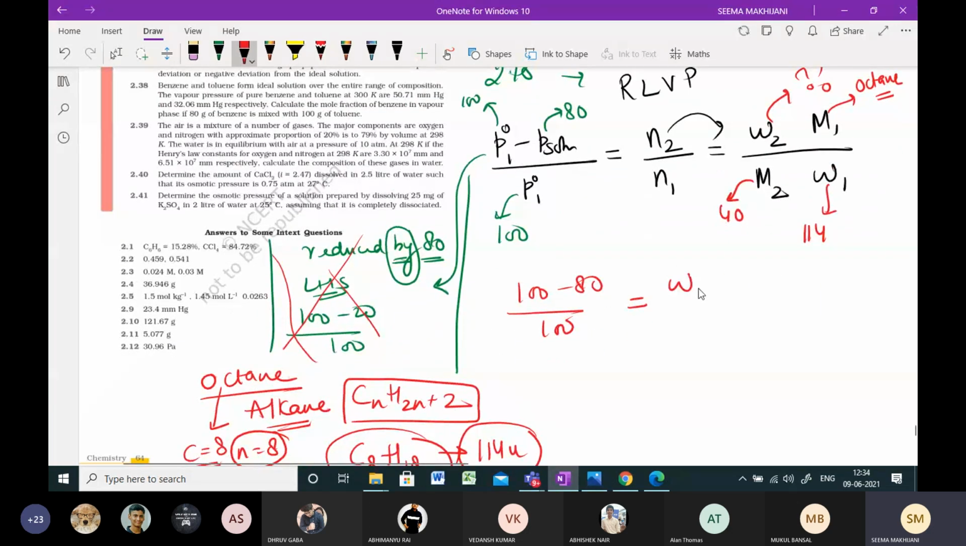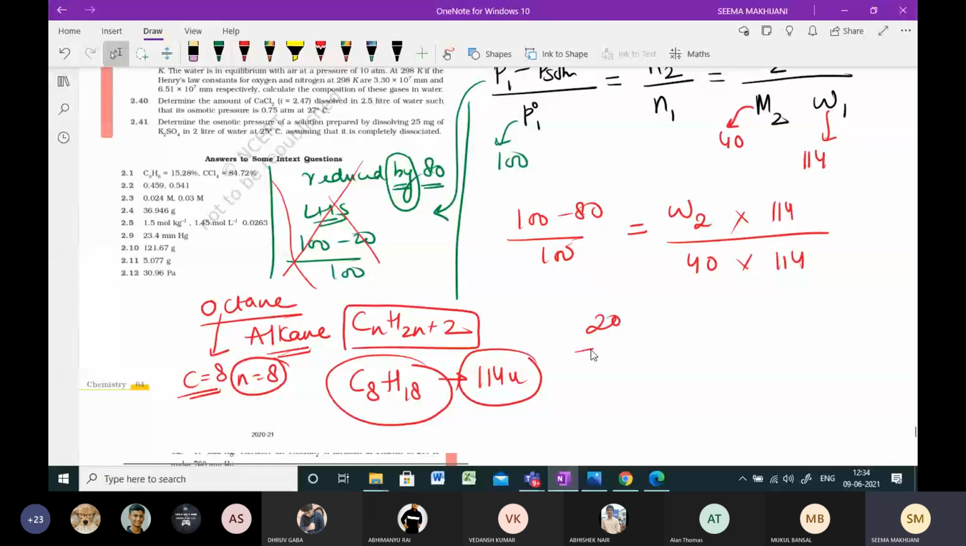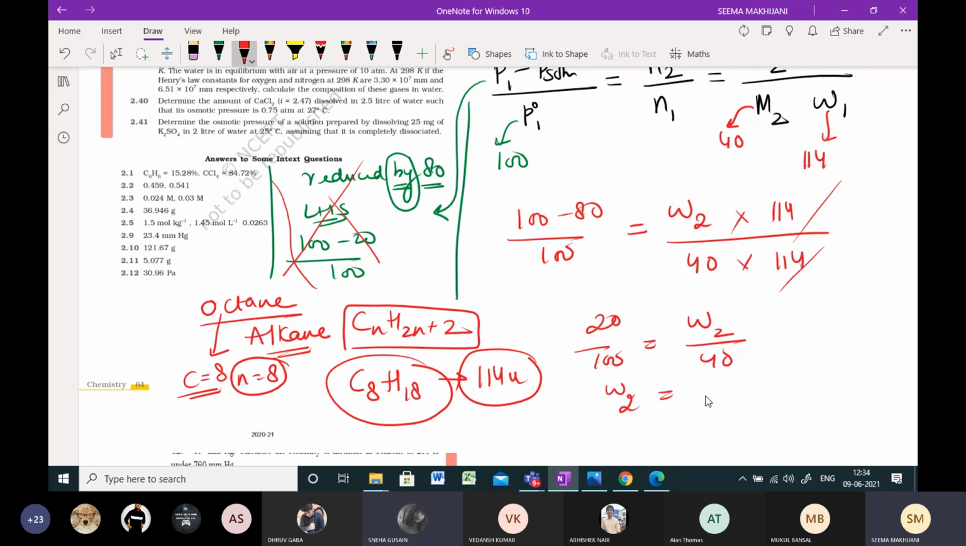So let's substitute. You do not know W2. This is 40, this is 114, and your molecular mass is also 114. So the calculation is going to be really easy. This is your 20 by 100 on the left hand side. Right hand side you have W2 by 40 because your 114 gets cancelled. Hence your W2 can be quickly calculated to be, how much? Can anybody give me the answer? 8 grams. That's correct. The answer is 8 grams for this particular numerical.